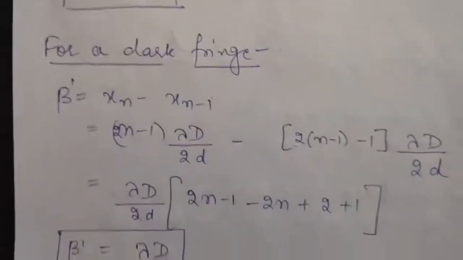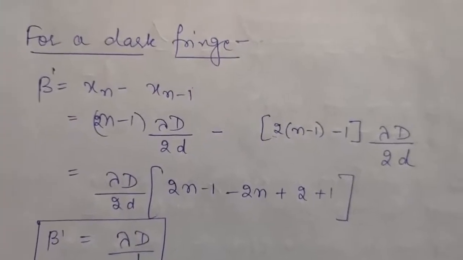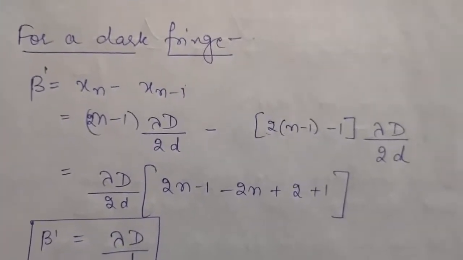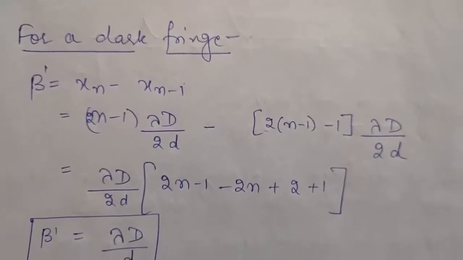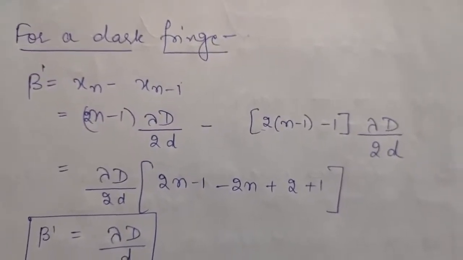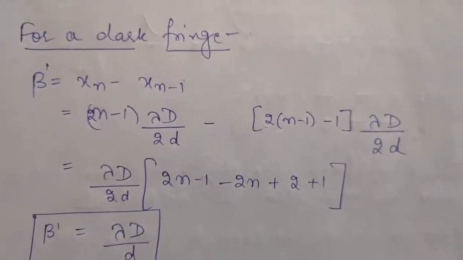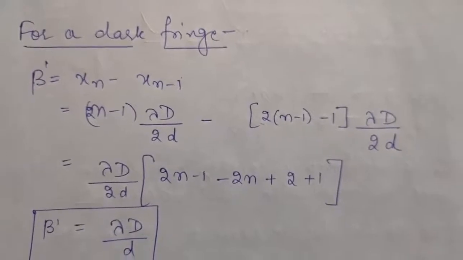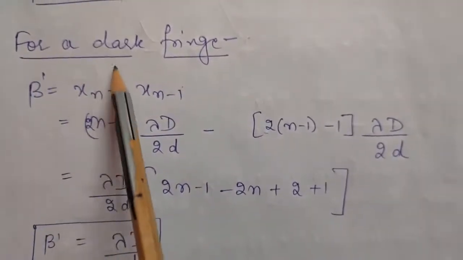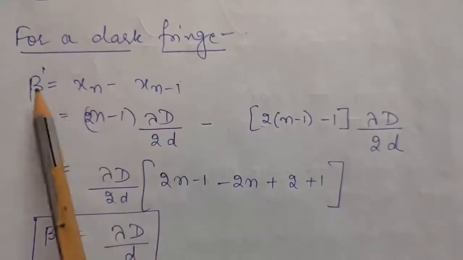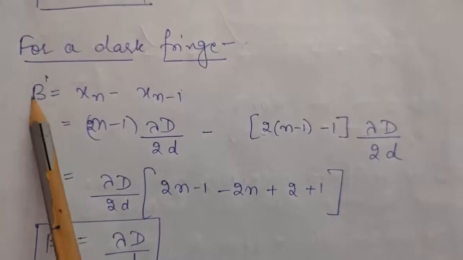Now if you consider two consecutive dark fringes, the fringe width of a bright fringe will be just opposite to that of the fringe width of a dark fringe. For example, if you want to define the fringe width of a bright fringe, that will be equal to the separation between the centers of two consecutive dark fringes. So now let us calculate, take two consecutive dark fringes. For that we are denoting beta dash. Again, this will be the fringe width of a bright fringe.